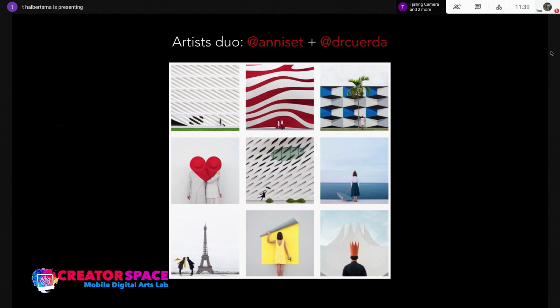So here's, for example, Anisette and Cuerda. Look them up on Instagram. You may like them, you may not like them, but they're very good in a couple of these rules. For example, patterns. They use patterns as a part of their photography. They use colors. They use negative space.